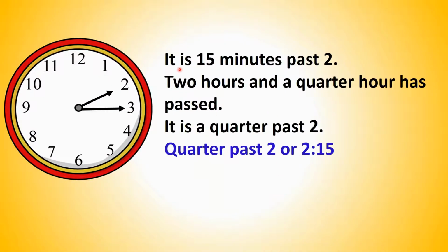Students, now see second example. The hour hand is between 2 and 3 and the minute hand is on 3. It is 15 minutes past 2. 2 hours and a quarter has passed. That means it is a quarter past 2, or 2:15.